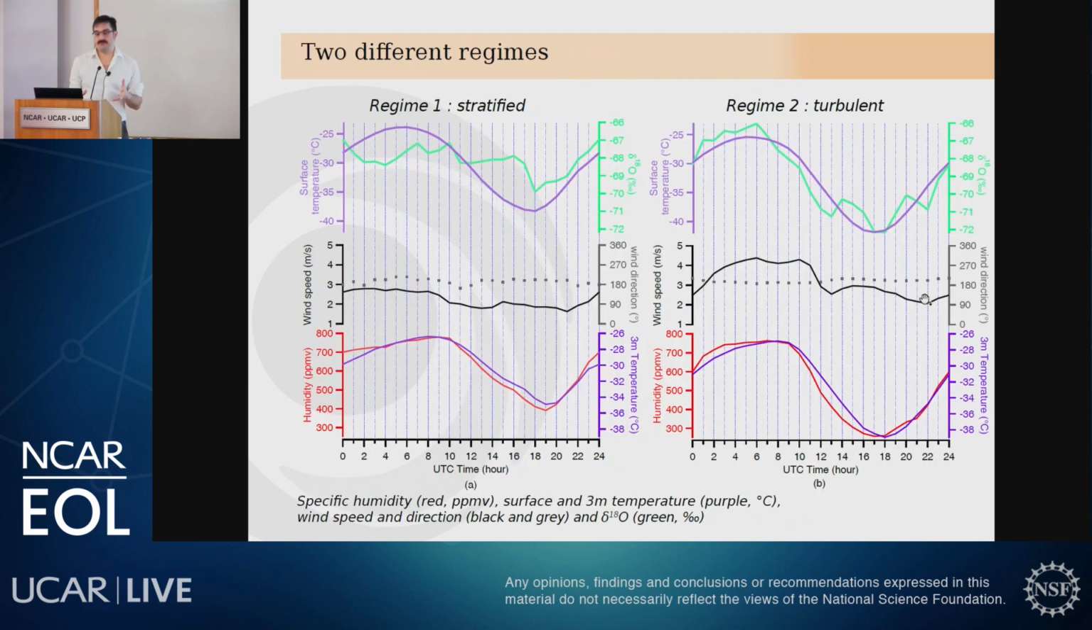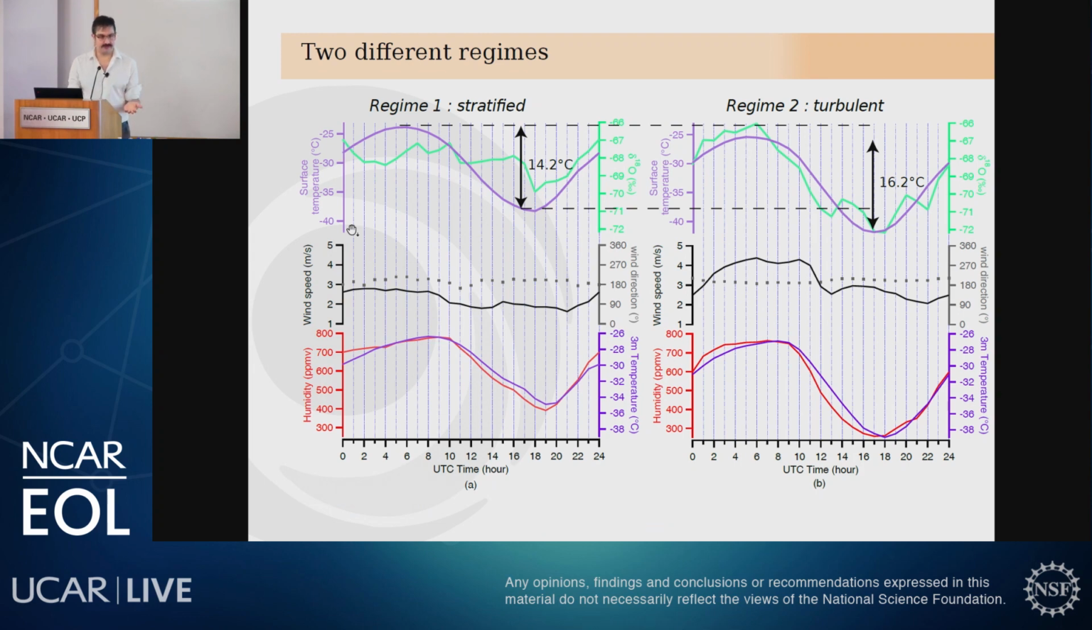And here, I'm trying to show the average diurnal values for surface temperature and 3-meter temperature in light and dark purple, delta 18 in green, the wind speed and direction in black, and the humidity in red. You can see that the snow surface temperature cycles are more or less of equivalent amplitude, around 15 degrees Celsius. At 3 meters, we can see that during the first period, we have a reduced amplitude of the cycle.